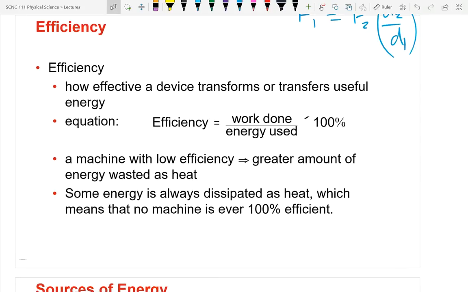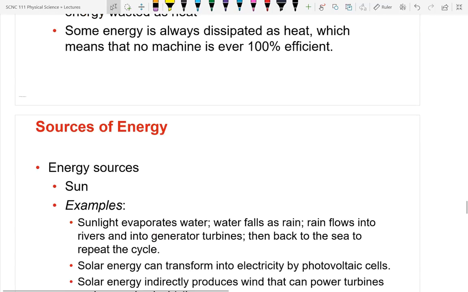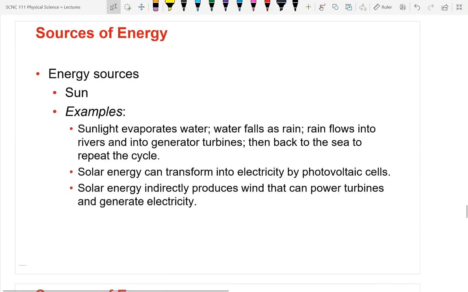Okay, the efficiency of a simple machine is the work done by the machine divided by the work you put in times 100%. That is, it's 100% efficient if the work done is equal to the energy you put in. It can't be more than 100% efficient. You can't get more work out than you put in, but you can have a frictional loss that lowers that efficiency. I'll end today with sources of energy.